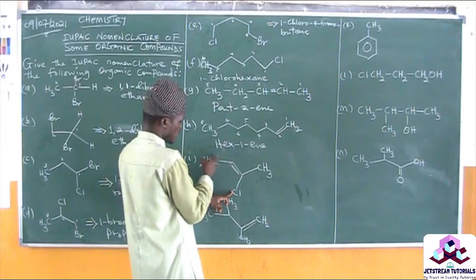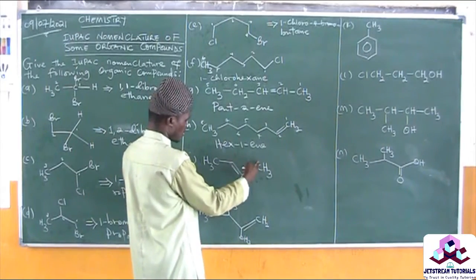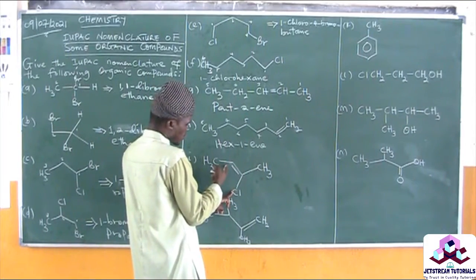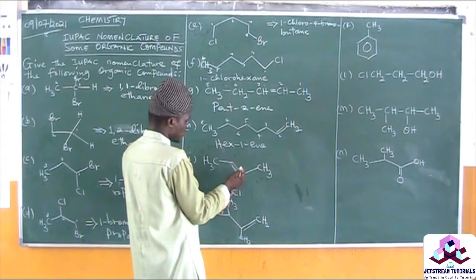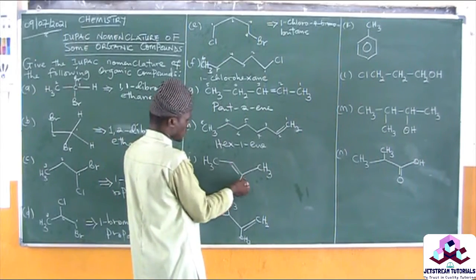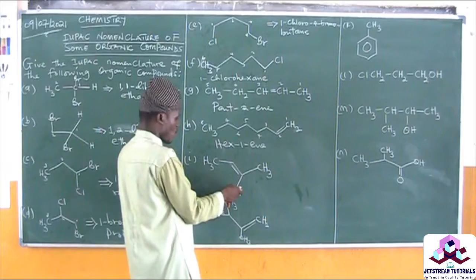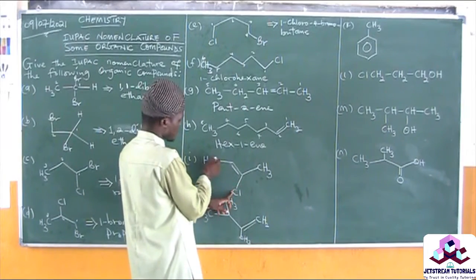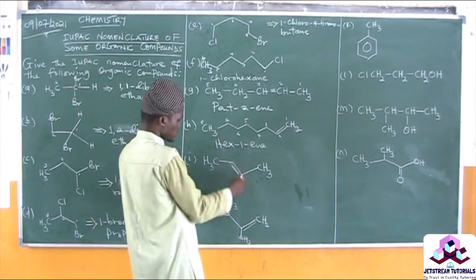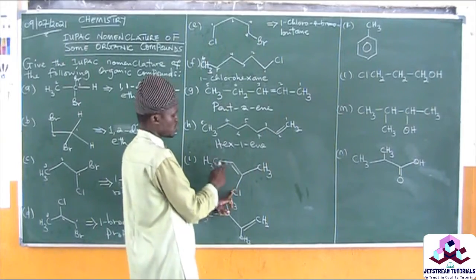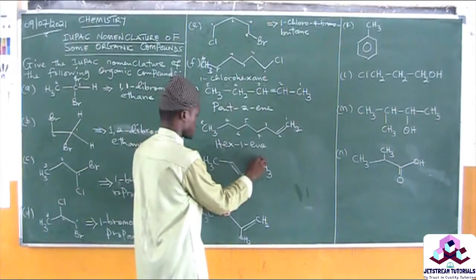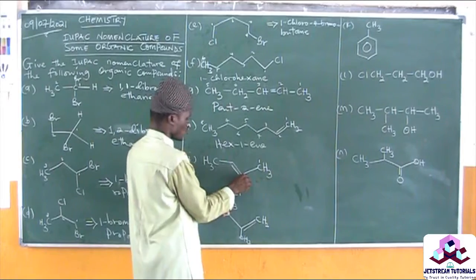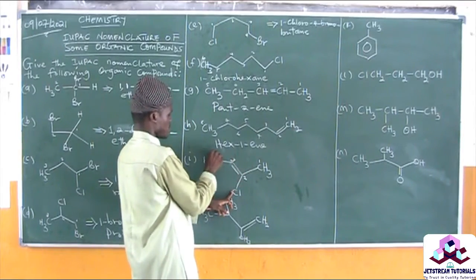If we start from here, 1, 2, 3, 4. So the lowest possible number is going to be in the sense that the double bond must have the lowest possible number, and likewise this. So if I start from here, 1, 2, this will not have the lowest possible number, which will violate the rule. So my numbering will start from here, 1, 2, 3, 4.